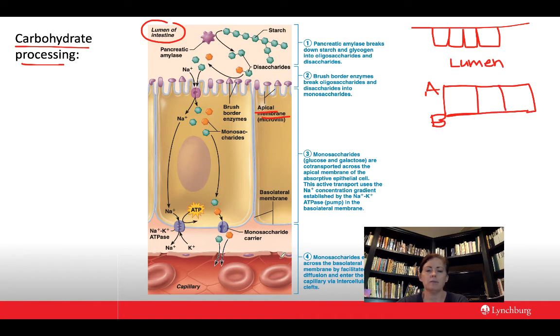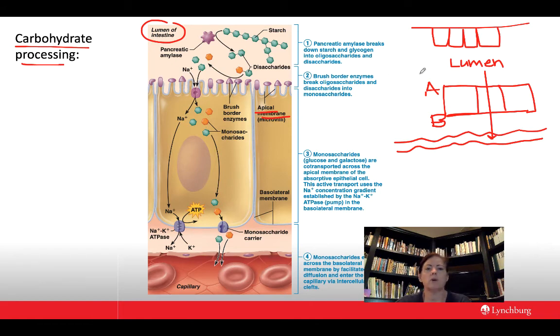And then, as we know, we've got capillary beds that are highly numerous in these areas, because anything that we absorb from the lumen is going to pass through these cells and right into our capillaries to travel throughout our body. So that's the general setup.